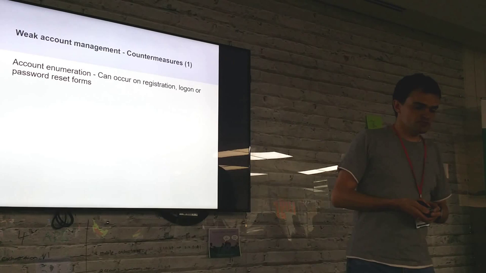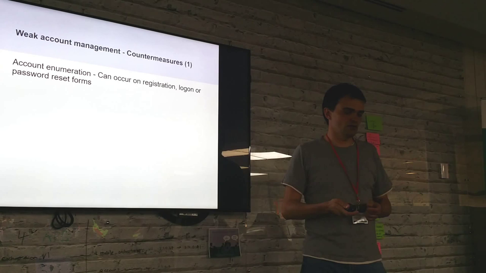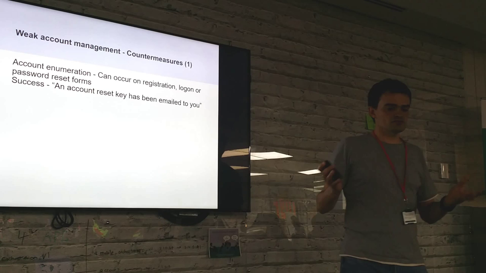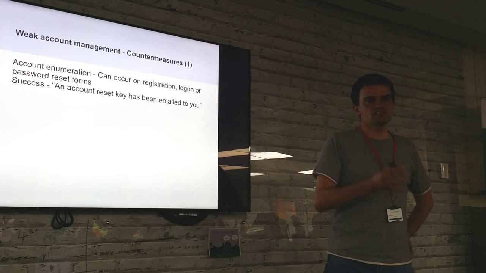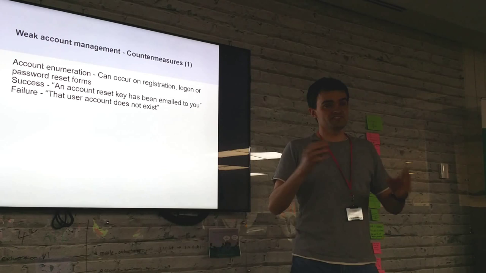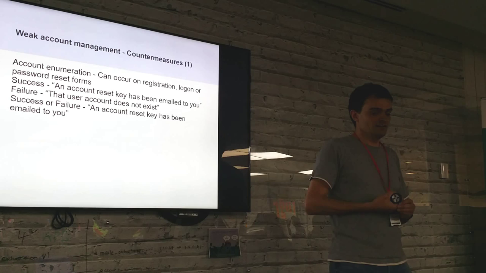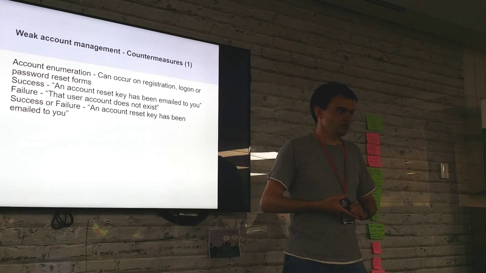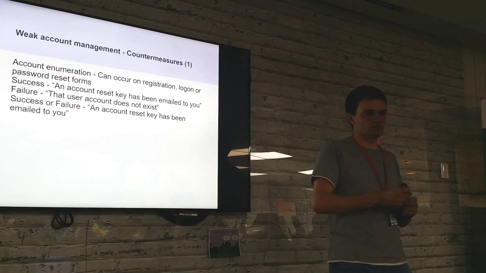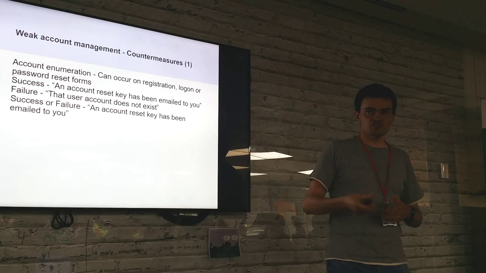And you can also do something called account enumeration. So this is guessing all of the users that are in the database, and that occurs on registration, logon, or password reset. So if you're doing a password reset, a bad system would say that user account doesn't exist. What it should say is, not give anything away and just say an account reset key has been emailed to you. Because if you don't do that, then they can just batter through billions of combinations of first name, last name, and gmail.com, for instance, and see what users are using your account. And they have automated systems to do this, so it's no cost to them.